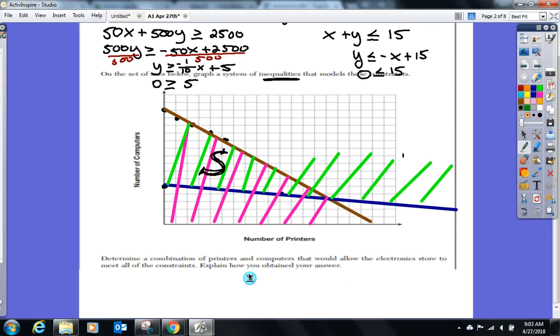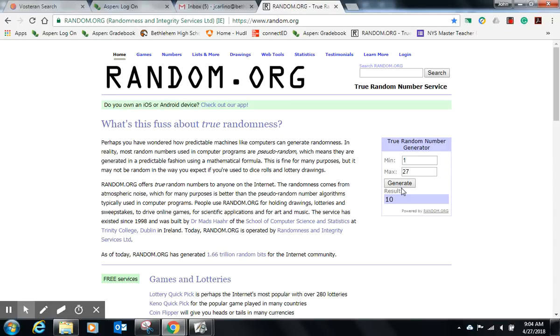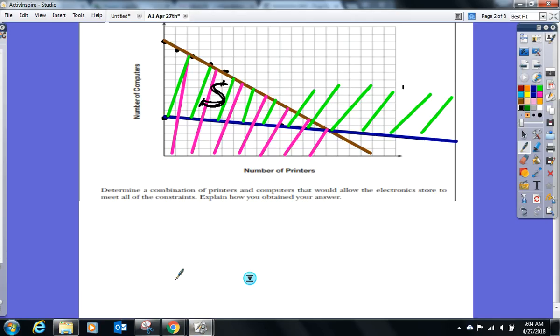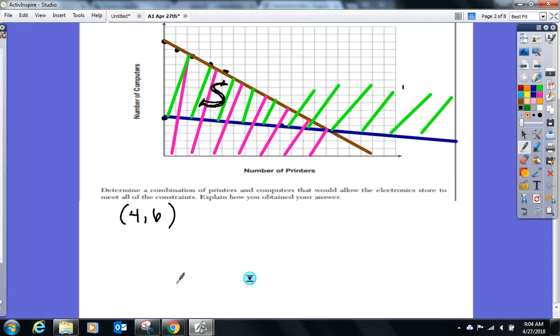And then finally, last part of this question: determine a combination of printers and computers that will allow the electronics store to meet all those requirements up top. So I'm asking you, give me a point that is without a shadow of a doubt in that solution set. He gave me 4, 6. What's the 4 represent? What's the 6 represent? 4 printers, 6 computers.